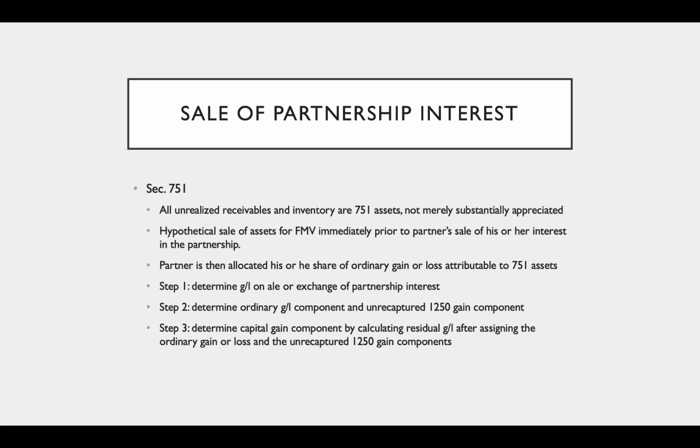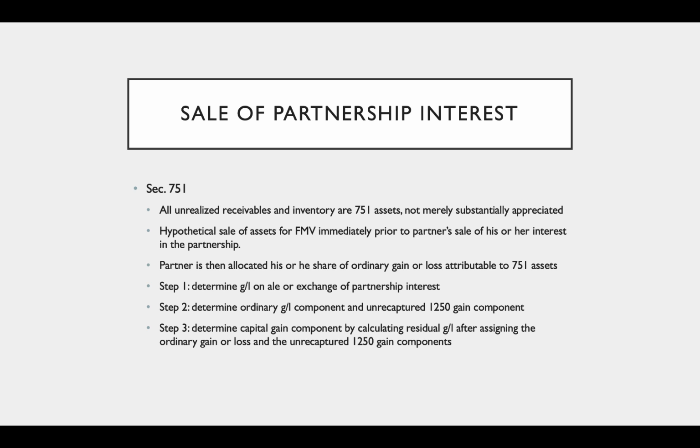So if you have Section 751 assets, first, all unrealized receivables and inventory are 751 assets, not just substantially appreciated. And first, you'd have a hypothetical sale of assets for their fair market value immediately prior to the partner's sale of his or her interest in the partnership. The partner would be allocated his or her share of ordinary income or loss attributable to Section 751 assets. Next, we determine the gain or loss on the sale, that should say sale, or exchange of the partnership interest.